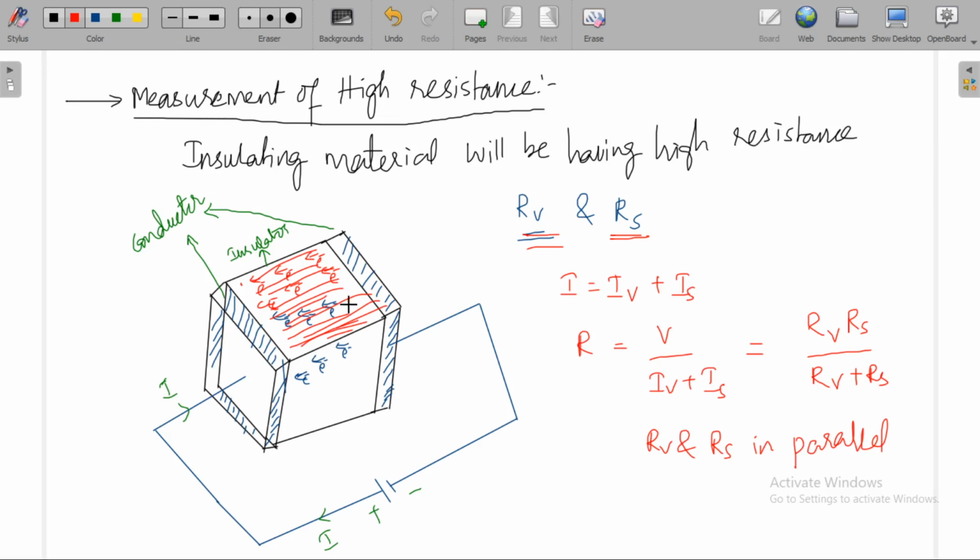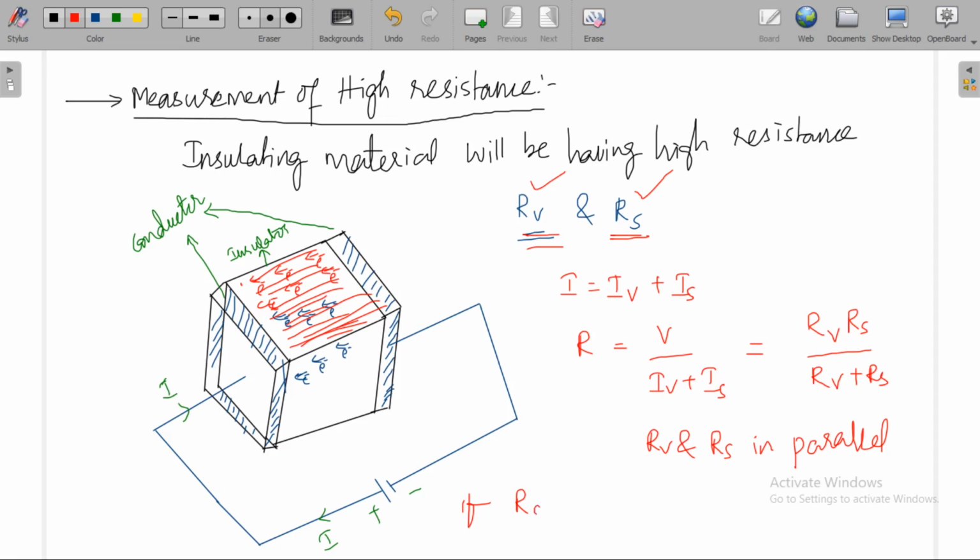Through this insulating medium, some electrons flow through the volume of this insulating material, so you are going to have volume resistance. Some electrons flow through the surface of this insulating material, so you are also going to have surface resistance. Actually you are going to find this volume resistance, nothing but the resistance of the insulating material.